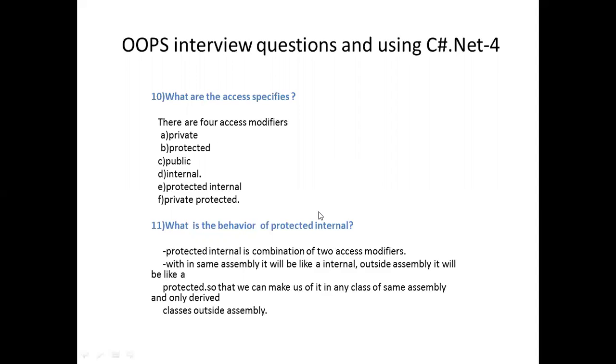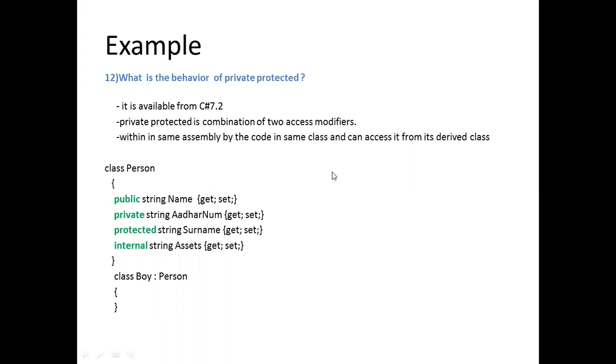See here, a class is there. In the class we have four types of properties: name, Aadhaar number, surname, and assets. If you observe the green mark, public, private, protected, internal, these are access modifiers. Then how can we achieve data abstraction using these access modifiers? For example, if we take one project, it is a combination of different classes. If you take the person class, it has so many properties.